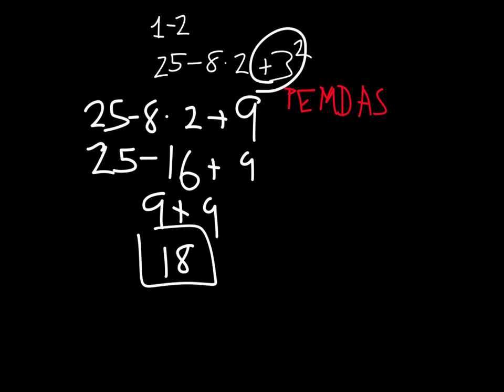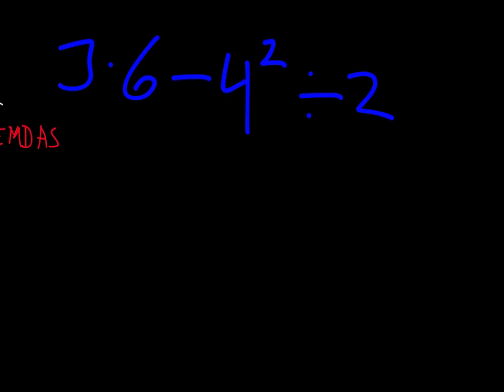All right. Let's do another example. If I have, let's do blue, 3 times 6 minus 4 squared divided by 2, okay? All right, parentheses, exponents, multiplication/division, addition/subtraction, okay? So parentheses, I don't see any. Exponents, there's one right there, all right? So 4 squared gives us 16, bring everything else down.